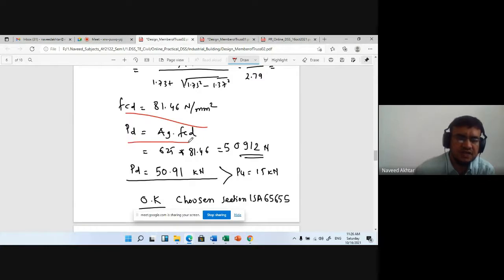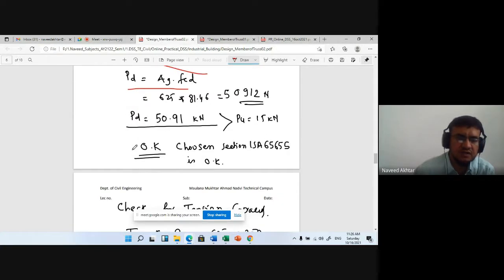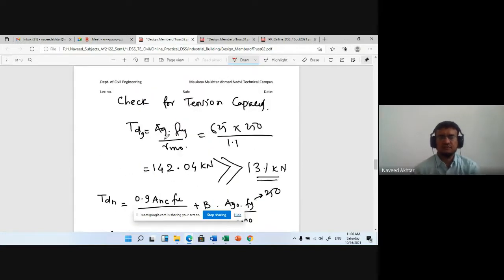Ag into FCD is nothing but again the design compressive strength of the member. Let's find out. The load coming on that member is 15 kilonewton, and the design strength of the member is 50.91, that is much larger than 15 kilonewton. Okay. Then the same section is checked for tension, because it is a compression member.